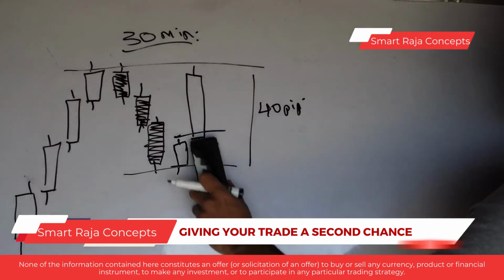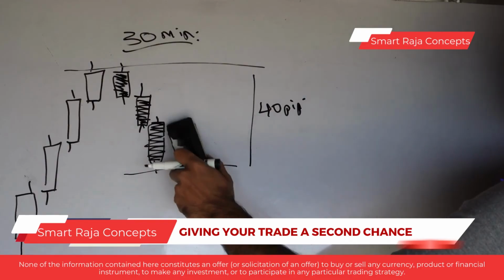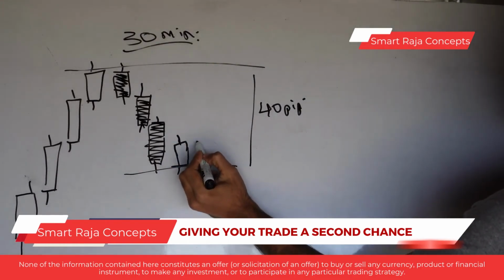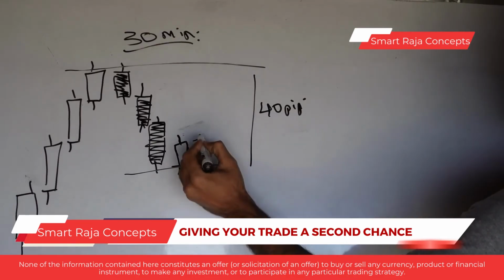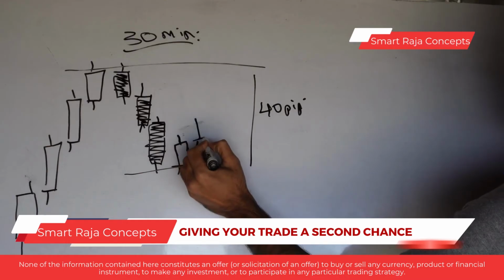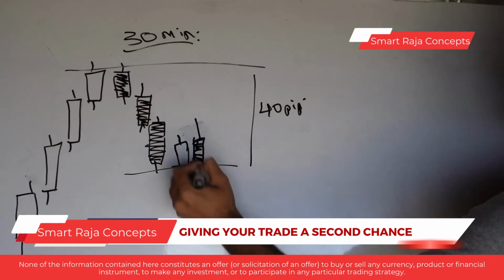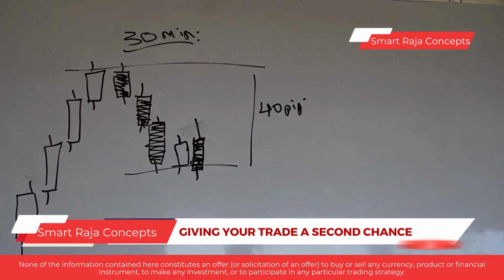Now, for example, let's say that price does not do what you anticipated it to do, and instead of moving up, price wicked down. It broke below this previous low, and then price started to continue pushing down. And we formed a bearish candle at this point. What are you going to do at this point? We formed a bearish candle.